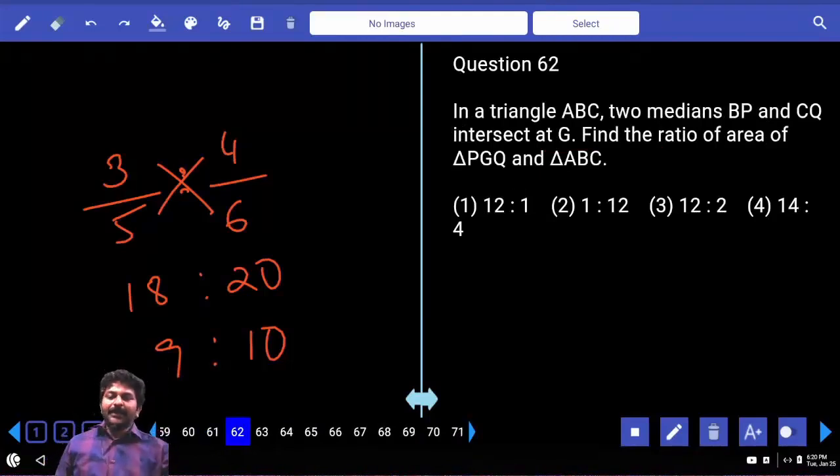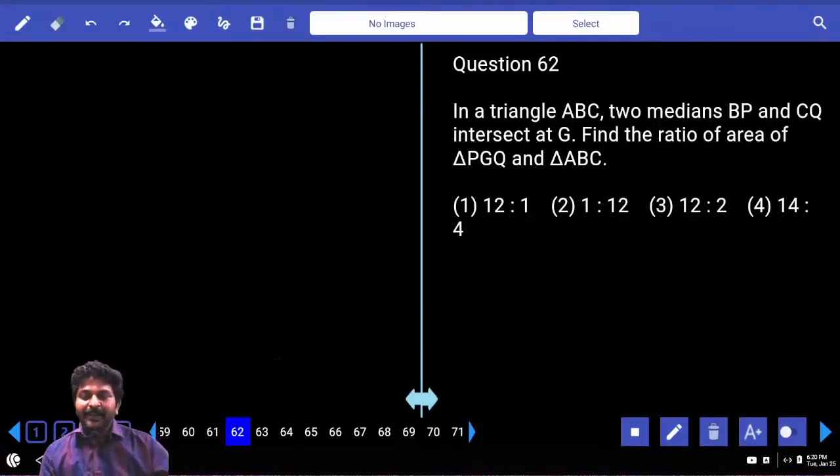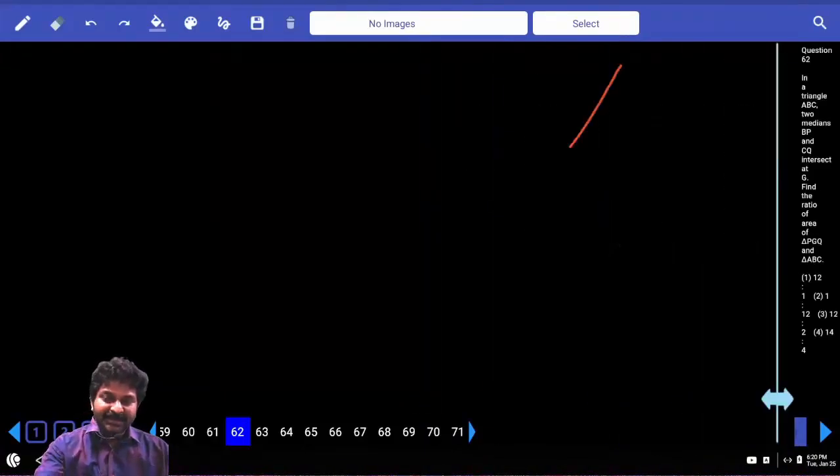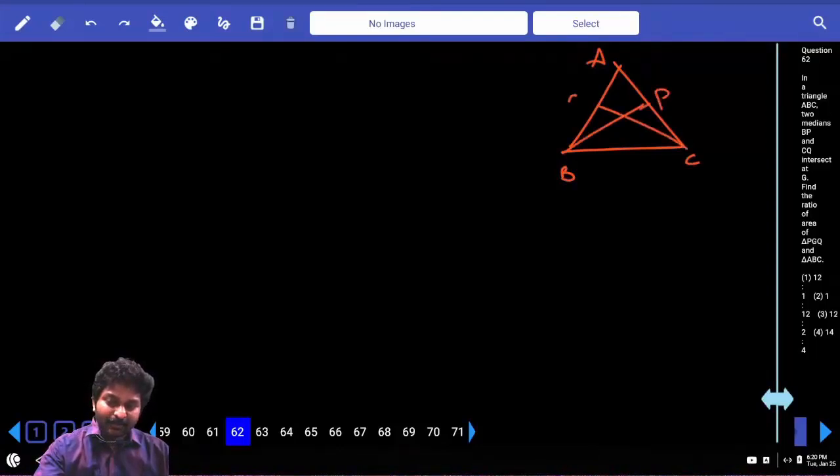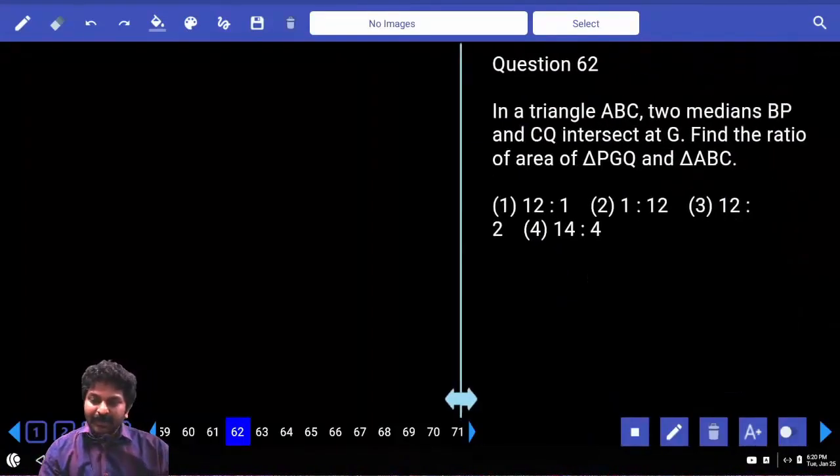Next, in a triangle ABC, 2 medians BP and CQ intersect at G. Find the area of triangle PGQ and ABC. Okay, BP, CQ. This is our triangle ABC, BP, CQ. These are medians, right? And they intersect at G.